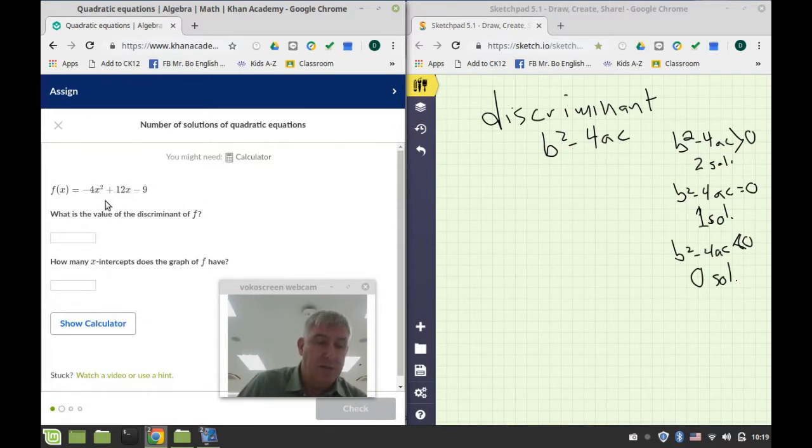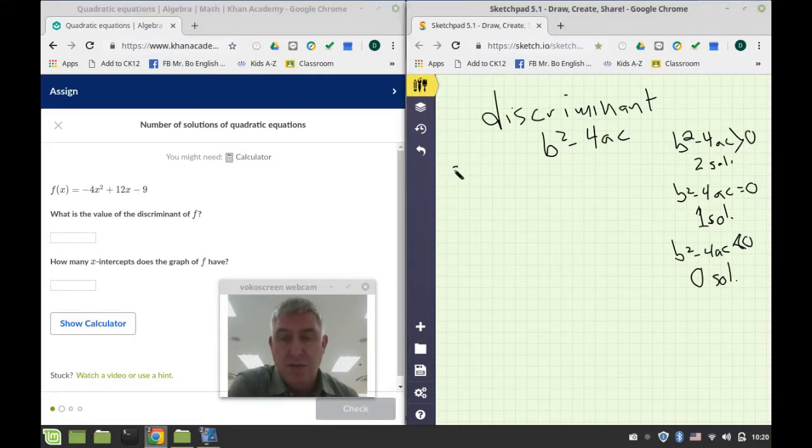Okay, so here we have two questions. What is the value of the discriminant of f? And then how many x-intercepts does the graph of f have? So what is the value of the discriminant of f? We need to do the same thing we did before, put it in standard form, find a, b, and c. This is already nicely in standard form.